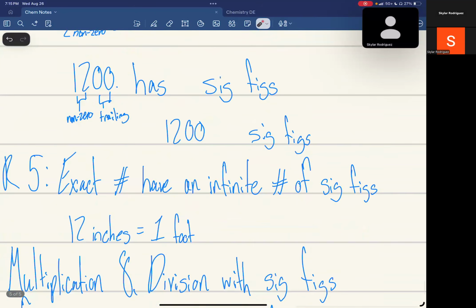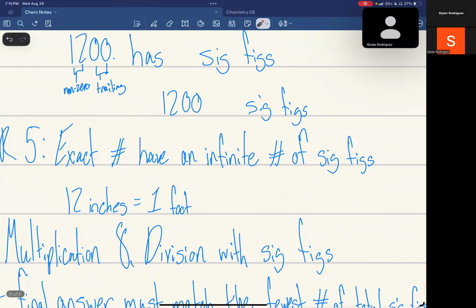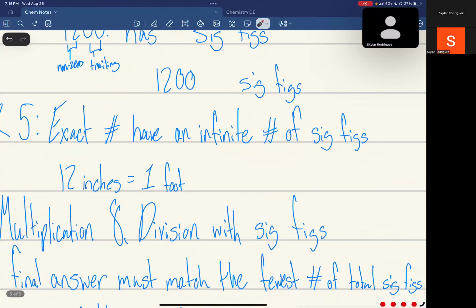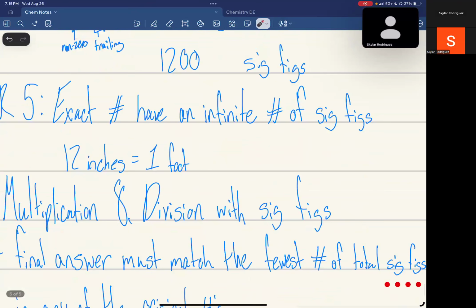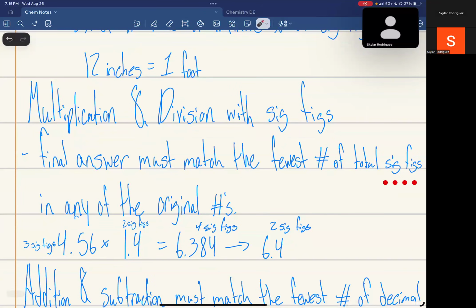In order to incorporate multiplication and division into sig figs, the final answer must match the fewest number of total significant figures in any of the original numbers. Here, we're multiplying 4.56, which has 3 sig figs, by 1.4, which only has 2. The product comes out to 6.384. But we have to follow the rule and change it to 6.4 since the second original number had 2 sig figs.